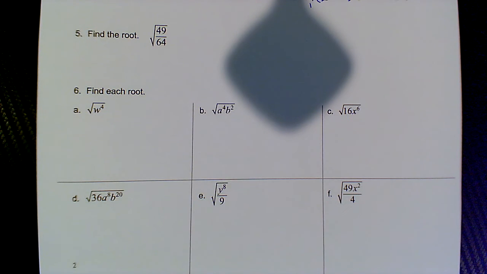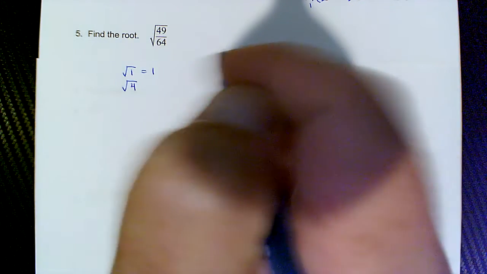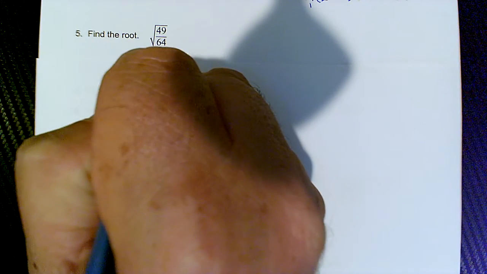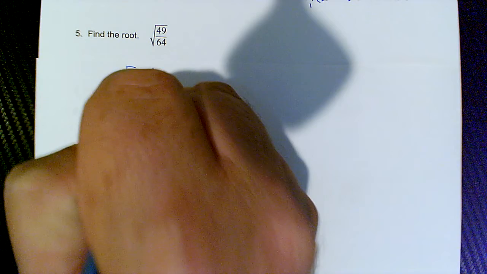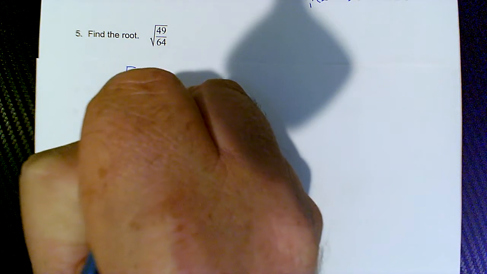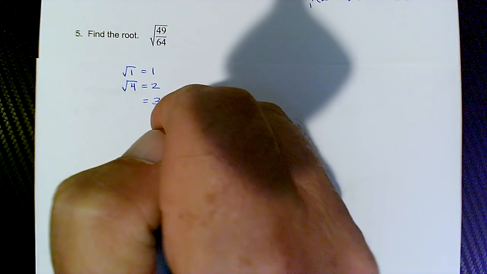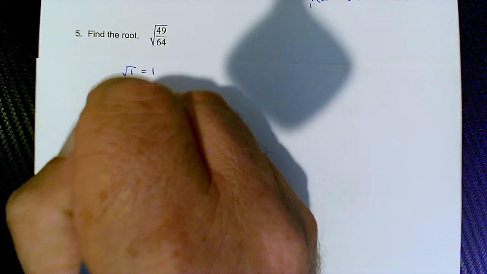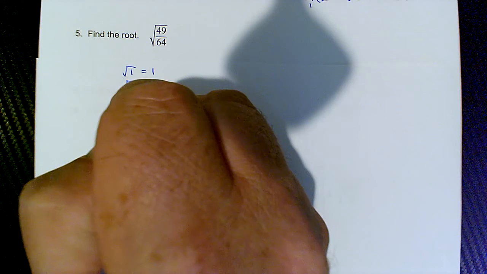So to begin with, you might want to create a little chart of the perfect squares. The square root of 1 is kind of trivial. It's equal to 1 because 1 times 1 is 1. But then the square root of 4 is 2. What you could do is just list the integers and then multiply them by themselves to get the radicand that's a perfect square.